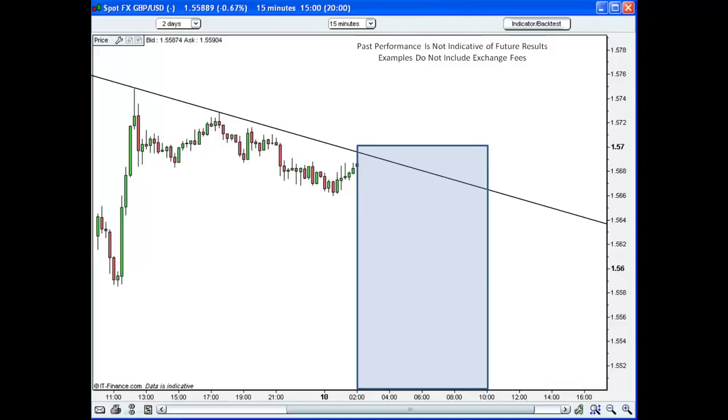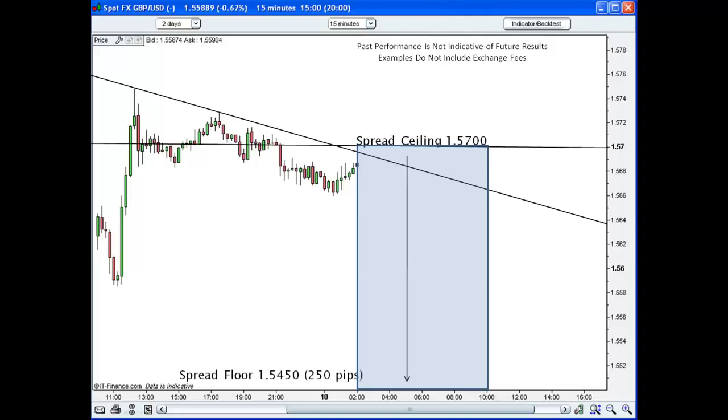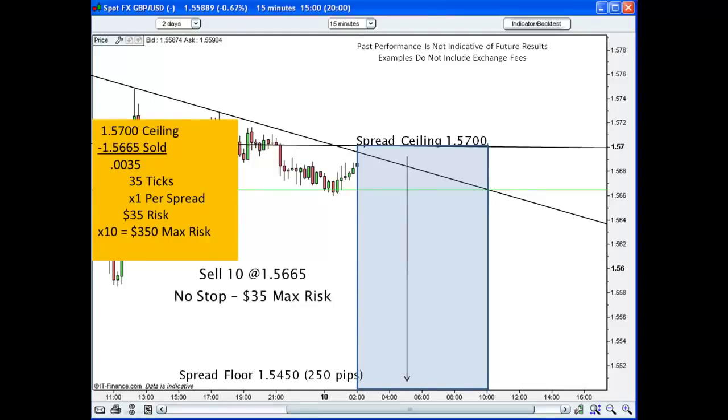So now let's look at if you would have used a box. Exact same trade. You're looking at everything. Your spread ceiling is 1.5700. Your floor is 1.5450. You have the potential to make 250 pips on just one contract. So you're all in on this trade. You go ahead and just sell the spread at 1.5665. That gives you a $35 maximum risk. And you go ahead and sell 10 of them. So now you have a $350 maximum risk on the trade.